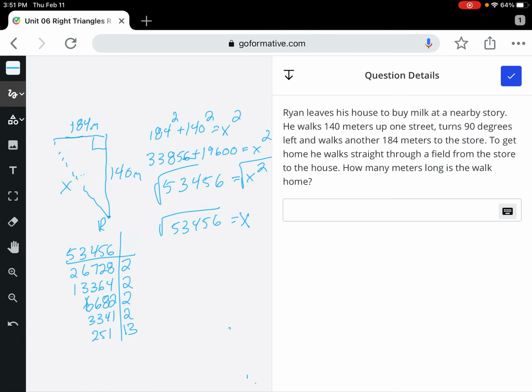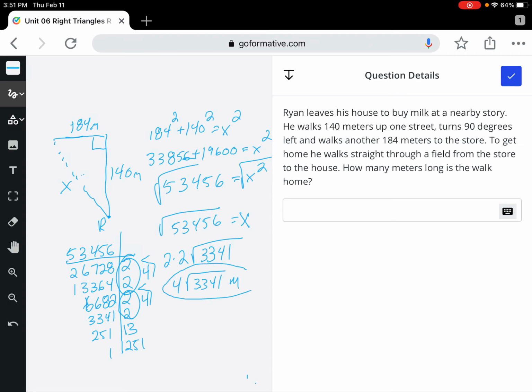13 goes into that 251 times. And I really can't do much from there. So if we simplified, I'd have the square root of 4 is 2, the square root of 4 is 2. So I have 2 2's on the outside, because those are things I can take the square root of. And so I'm left with the square root of 3,341.